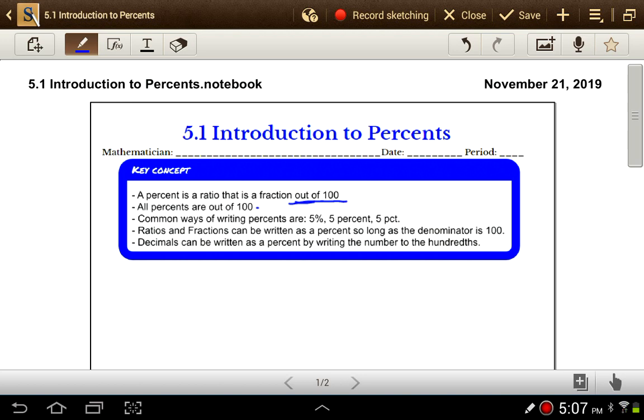Decimals can be written as percent by writing the number to the hundredths place. Okay, so as long as we keep numbers out of 100 or convert them to out of 100, we can figure out what they are as decimals and fractions as percents, and we can convert between them. Okay, let's go with our first example.